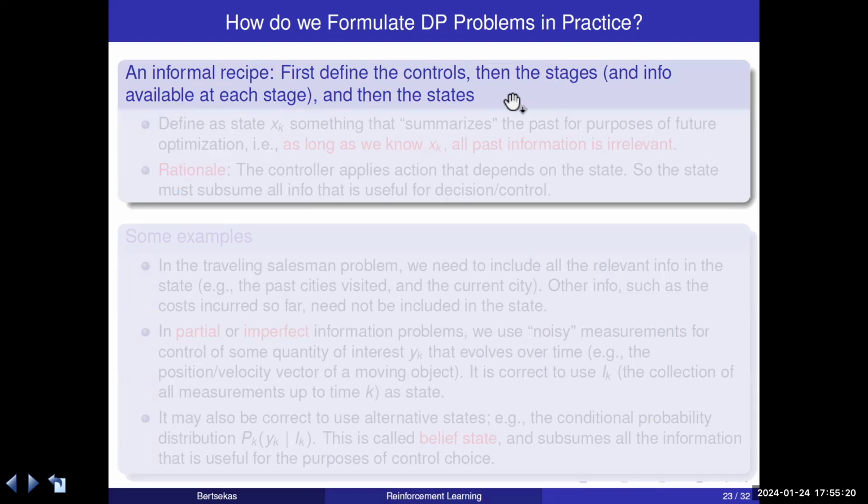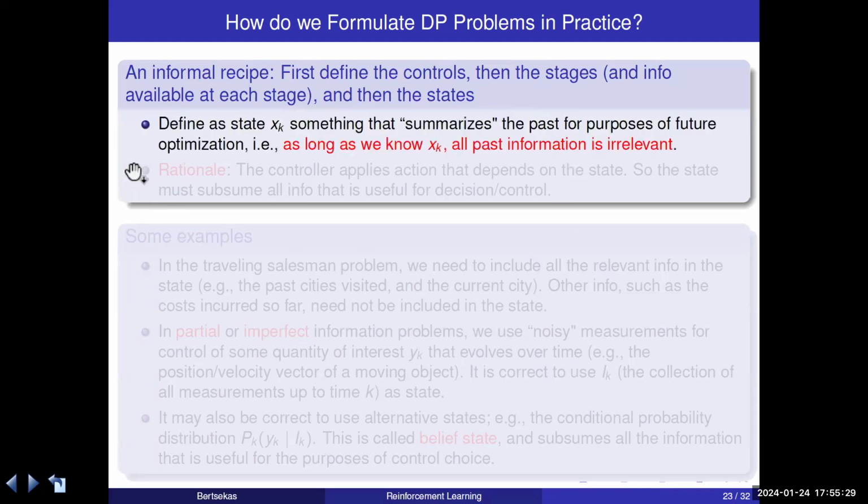The third thing that you want to figure out is what are the states? And when it comes to states, there are many different formulations. You can choose many different things as states in practice. Now, there's one important guideline here. Define as state something that summarizes the past for the purposes of future optimization, so that as long as you know the state, everything that has happened before is irrelevant. All the past is irrelevant given that we know the state. So that's how you recognize states as the essential information for the purposes of future optimization.